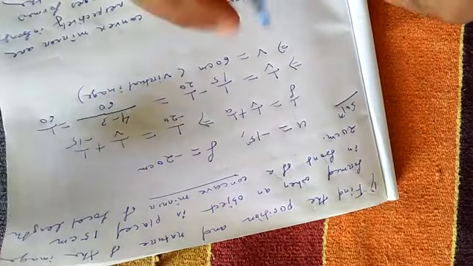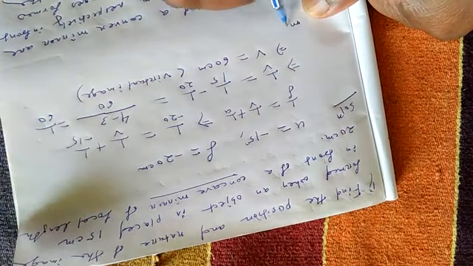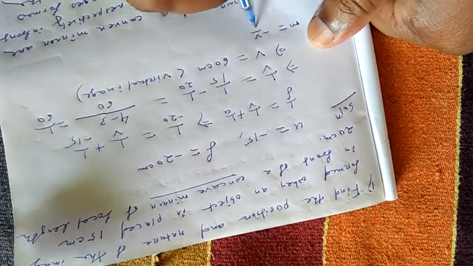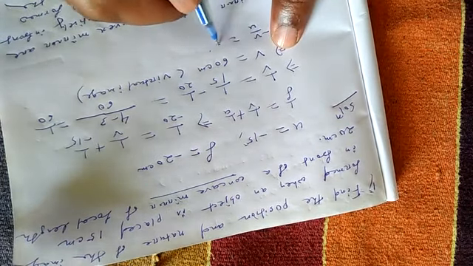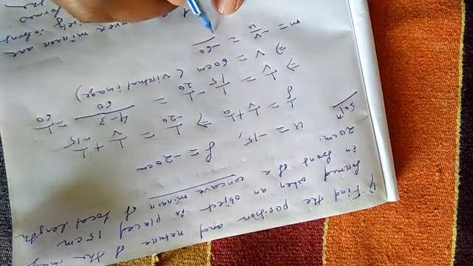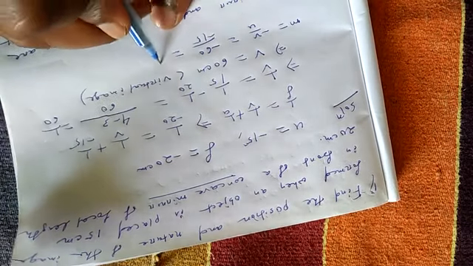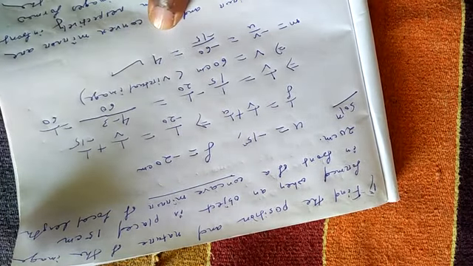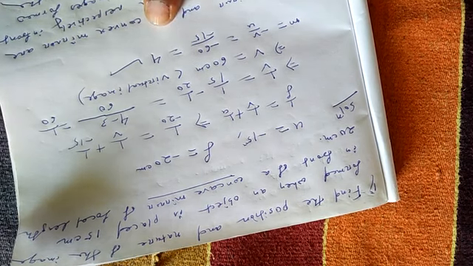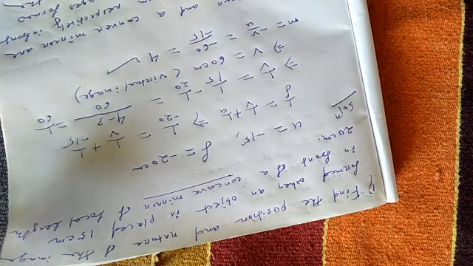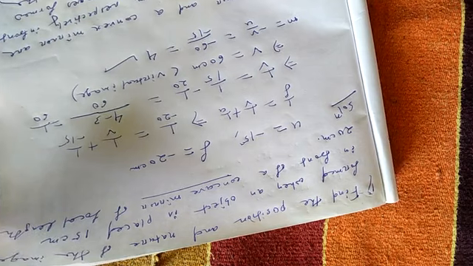You can find magnification m is equal to minus v by u, equal to minus 60 by minus 15, which is equal to 4. So the size of image is 4 times the size of object. That means magnification is 4.